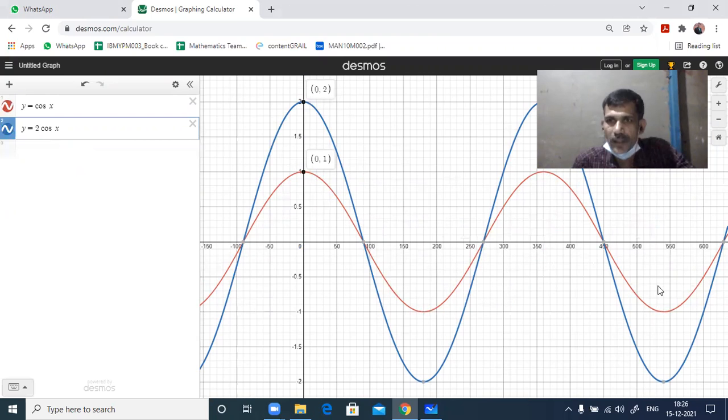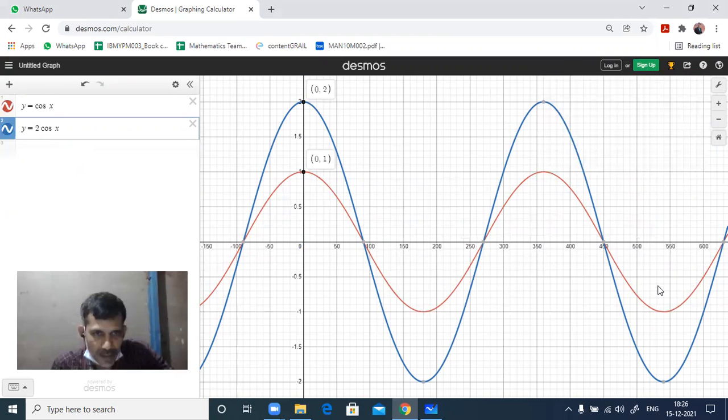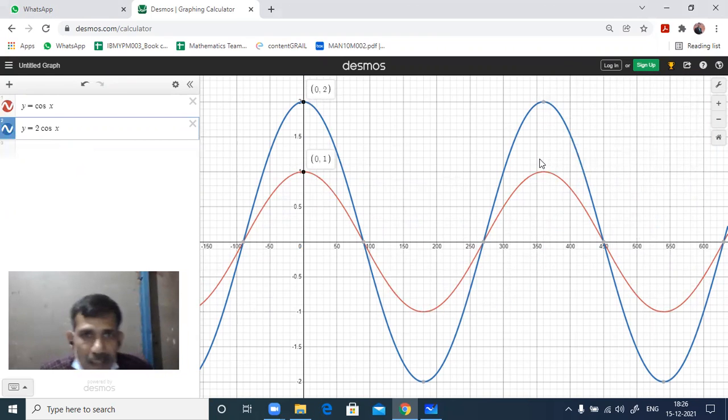And some more interesting things we can observe. What is that? Here, see the period. You observe 360 degrees, one wave is going to complete. Similarly, here also, 360 degrees. The period did not change. The period remains the same. Only the amplitude is changed. If you multiply by two, or double, the amplitude is going to increase two times.